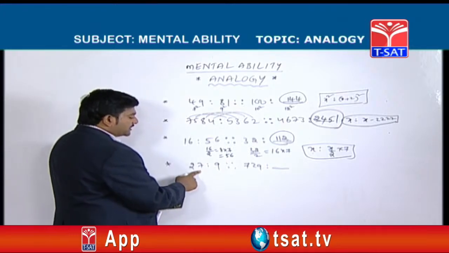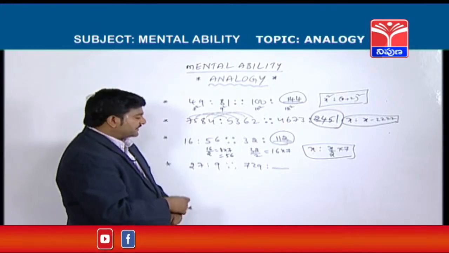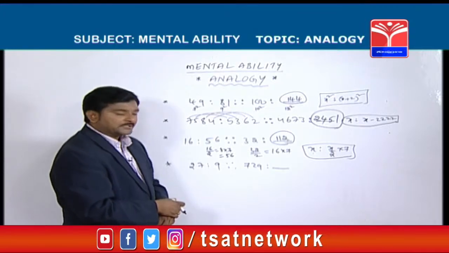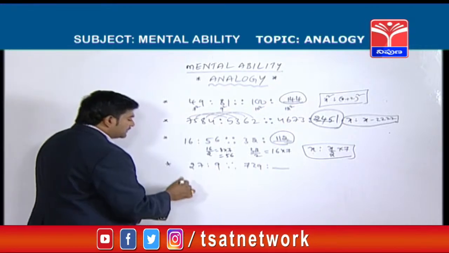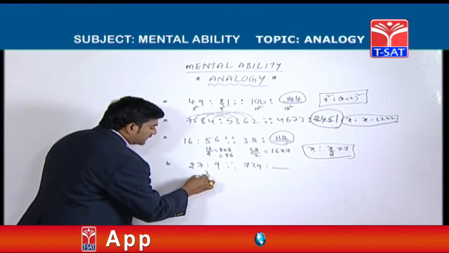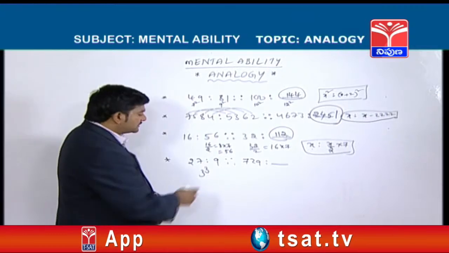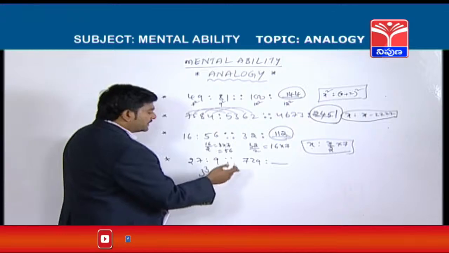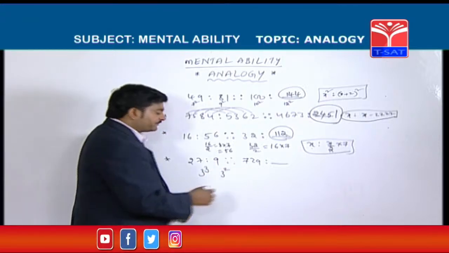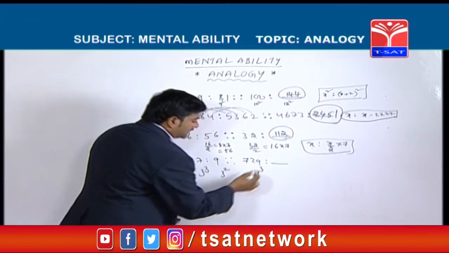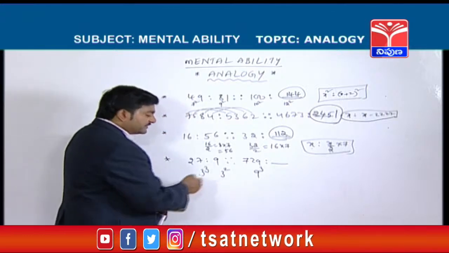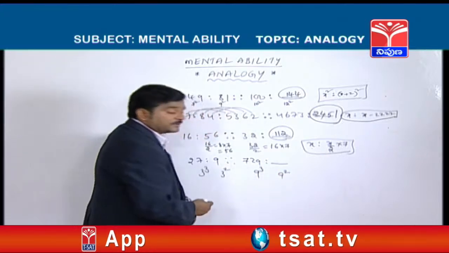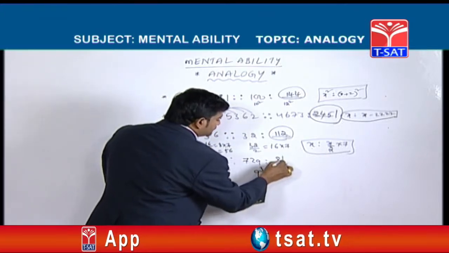This is 27 is to 9 as 729 is to dash. 729 is to dash. So it's very clear. 27 means here what can you write? 3 cube you can write. Similarly 9, 9 means what can you write? 3 square you can write. So now apply the same concept here. 729. 729 means what? Obviously 9 cube. So 3 cube, 3 square. That's why 9 cube, next what you have to get? 9 square you have to get.